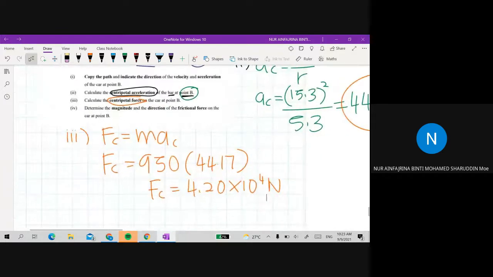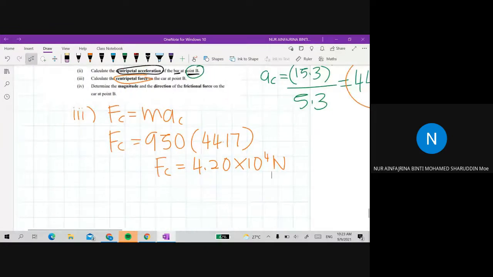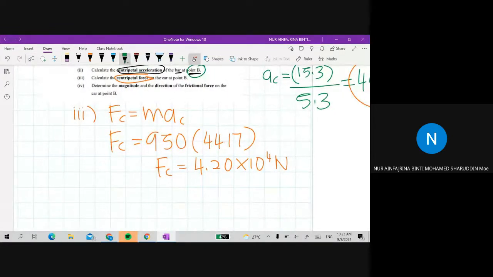Okay, now for this one, determine the magnitude and direction of the frictional force on the car at B. Okay, untuk nombor 4 ni, you tak tunjuk calculation pun tak apa. It's alright. If you want to show your calculation, no problem. If you don't want to show, it's okay. Kenapa? Why? Anyone tahu tak kenapa? Sebab yang force yang kita kira tu friction. Very good. Yang force kita kira tu adalah friction.